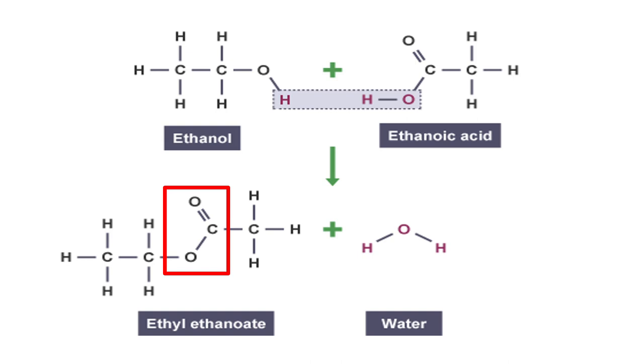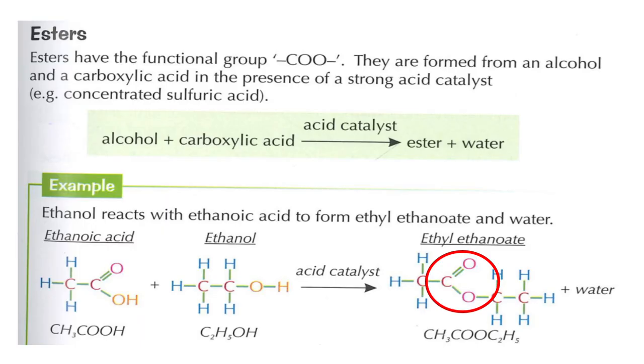Now, the naming of it: the right-hand side comes from the alcohol part, ethyl, and the left-hand side comes from the carboxylic acid part, ethanoate. So this is ethyl ethanoate, and that is the main one you're going to be asked on your course, although I'll show you a couple more examples as well.